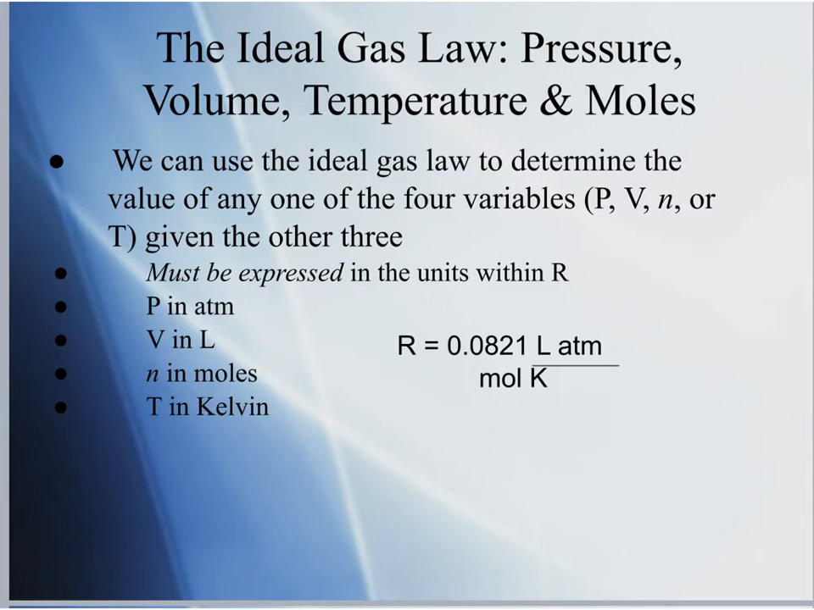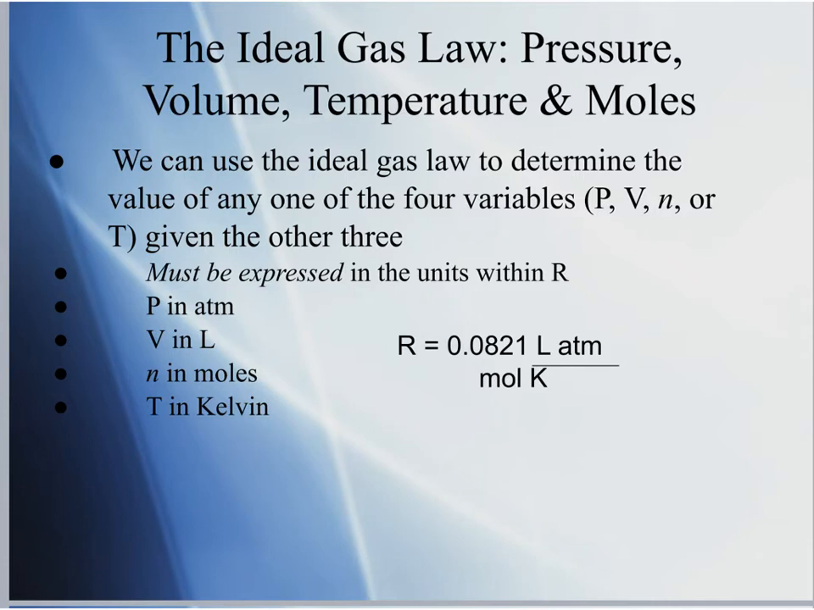All right, so if we've got PV equals nRT, and we have values for any three of these four variables, we can figure out the fourth, just like any other algebra problem.